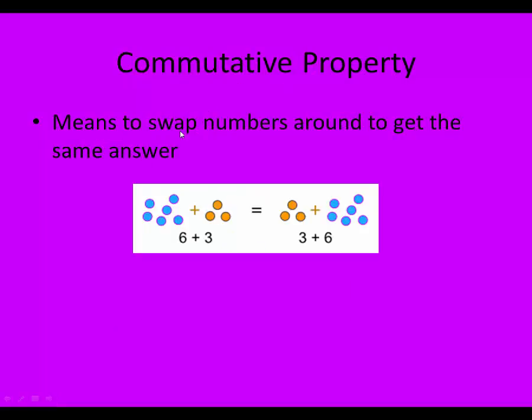Commutative property means to swap numbers around to get the same answer. So it doesn't matter if we do 6 plus 3 or 6 times 3, we still get the same answer. Same with 3 plus 6. If we do 3 times 6, we still get the same answer. So that is commutative property.